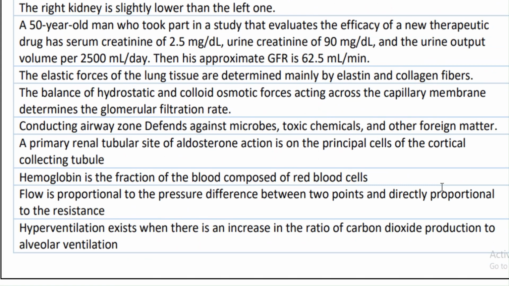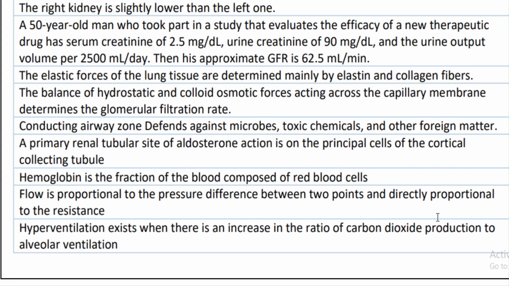Elastic forces of the lung tissue are determined mainly by elastin and collagen fibers. True. Balance of hydrostatic and colloidal osmotic forces acting across the capillary membrane determines the glomerular filtration rate. True. Conducting airway zone defends against microbes, toxic chemicals, and other foreign materials. This is true. A primary renal tubular site of aldosterone action is on the principal cell of the cortical collecting tubule. Again, this is true.